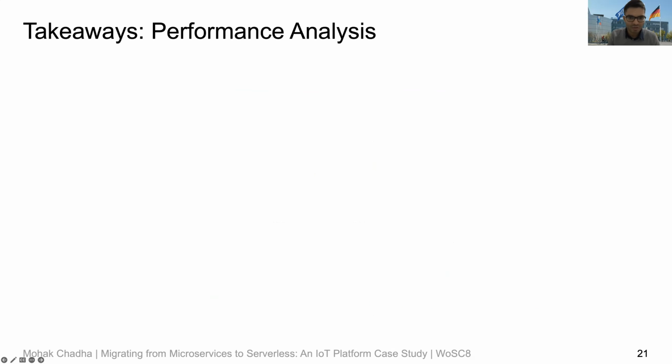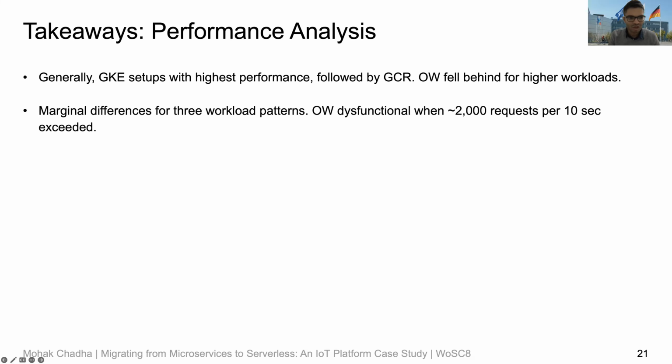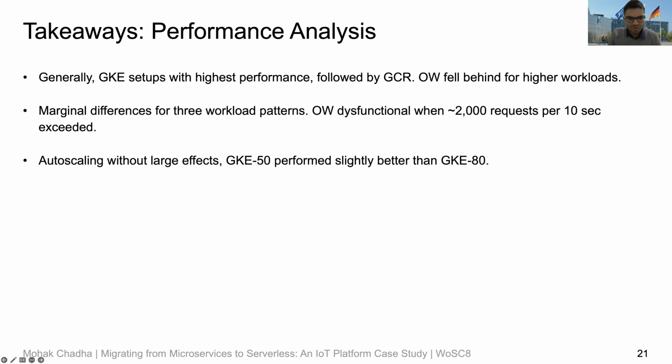So the main takeaways: generally, GKE standard performs best with the highest performance, followed by OpenVSC and then GCR. Across the different load patterns, we did not observe much difference, except for OpenVSC, which had significantly higher response times with a large number of requests. GKE 50 performs slightly better than GKE 80, which is also based on intuition, because the pods will scale earlier. And GCR overall was more robust than OpenVSC, essentially, since it's a managed service.